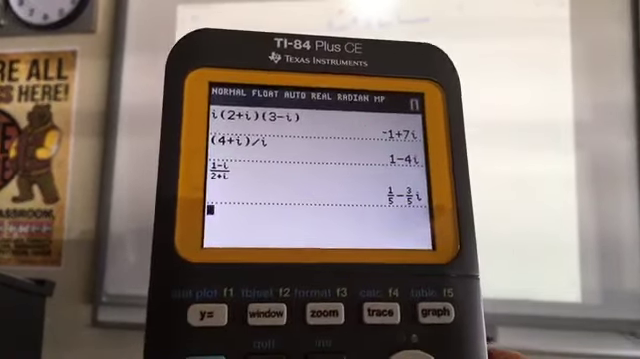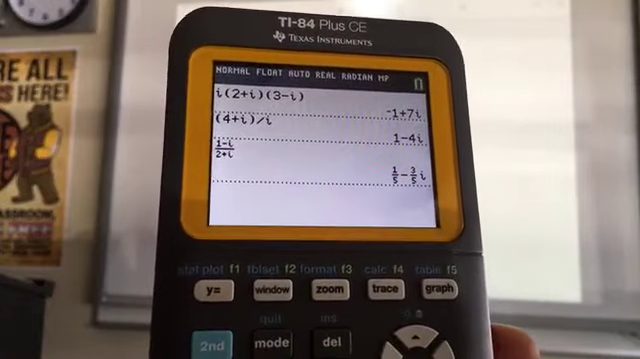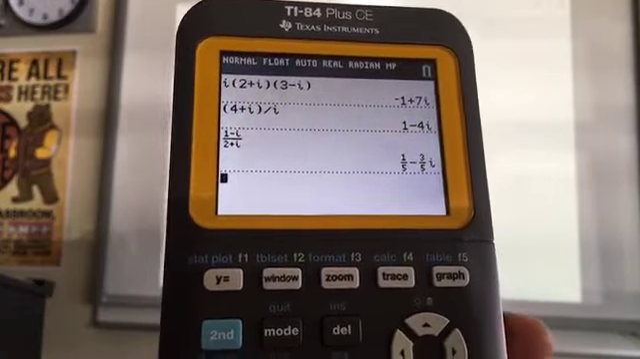There we go. Okay, so that's writing it one way with the slash. That's writing it one way with the fraction button. All right.